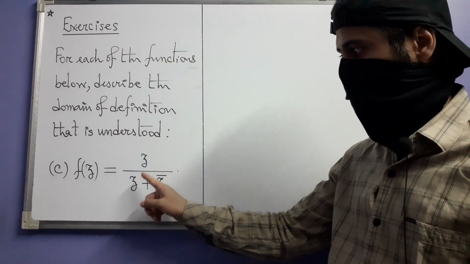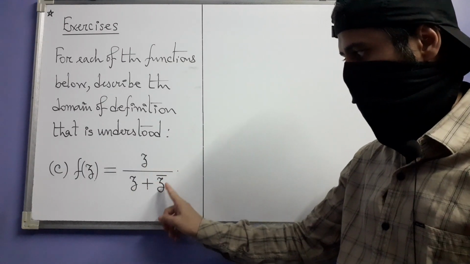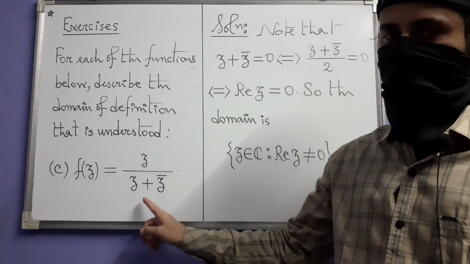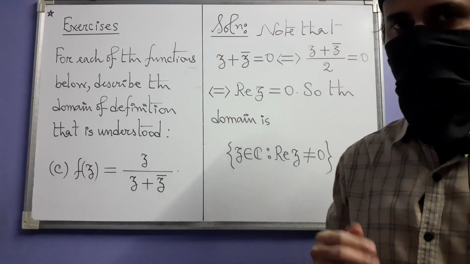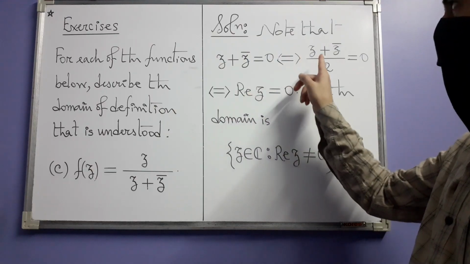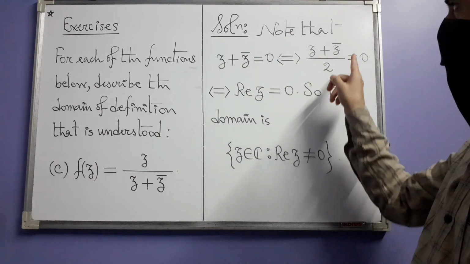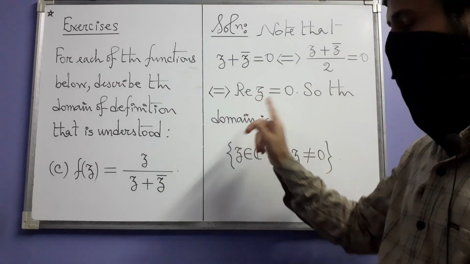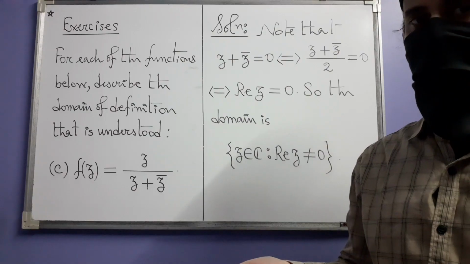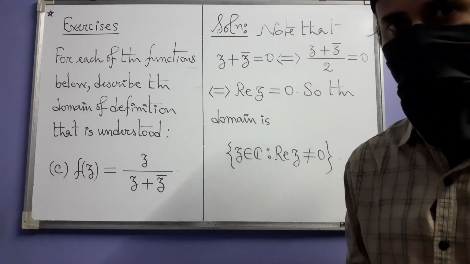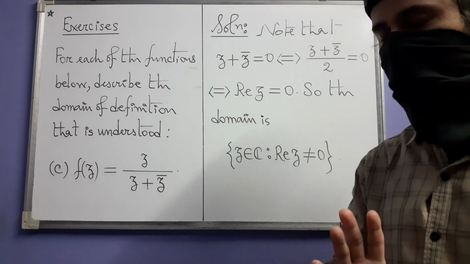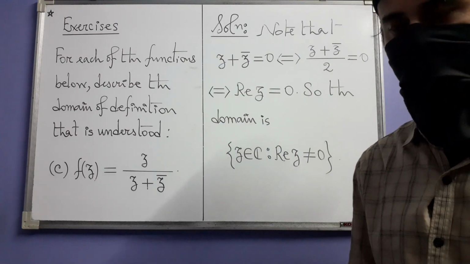Part C. Here the function is z divided by z plus its complex conjugate. In this case, we have to avoid those z values for which z plus z bar equals 0. Now z plus z bar is 0 if and only if half of that is 0. But you know that this quantity is nothing but the real part of z. So that means we have to avoid those complex numbers which have 0 real part. So the domain is the set of such complex numbers. That means purely imaginary complex numbers are not allowed.